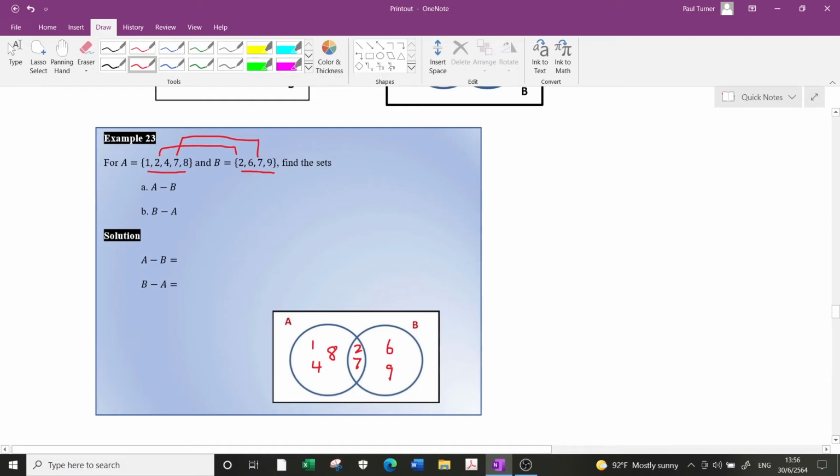So they go there. So this is telling you A minus B. So set A minus the elements that are in set B. So your answer for this one would only be 1, 4, 8, because we removed the elements that were in set B. In this question, we have set B removing the elements that are in A. So these ones will get removed. So your answer will be 6, 9.